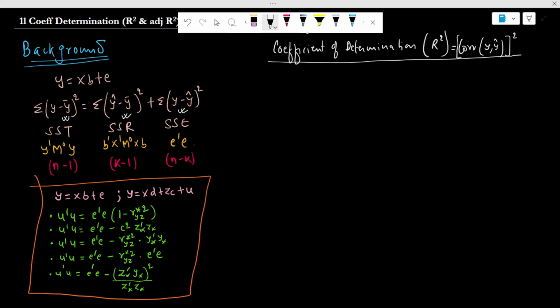The sum of the square of total variation is given by this expression, y transpose M0 y, while the sum of the square of the variation explained by the regression or the independent variable is given as beta transpose X transpose M0 X beta. e transpose e is the sum of the square of the residual, that is the unexplained variation of the dependent variable y, and these are their respective degrees of freedom.